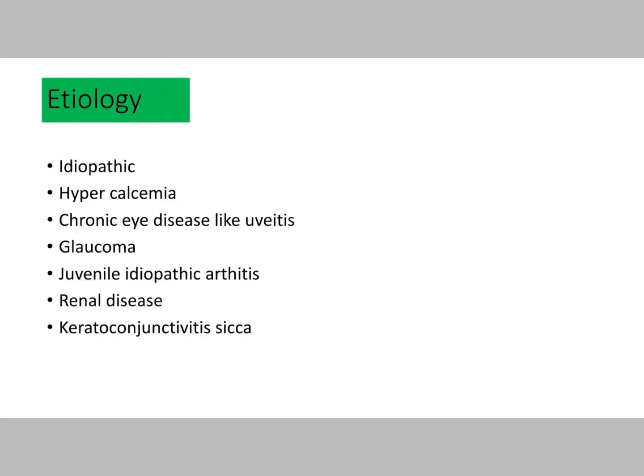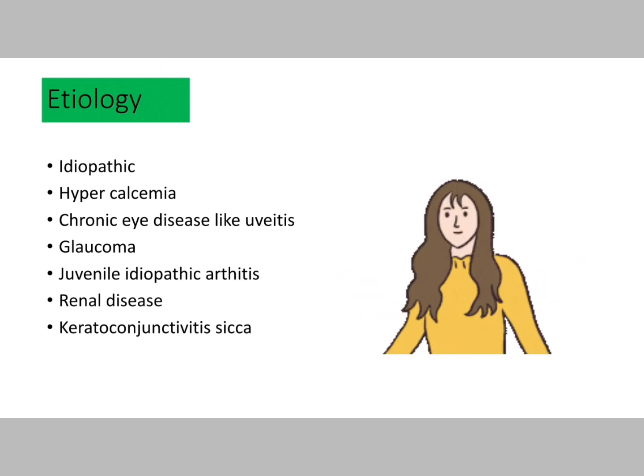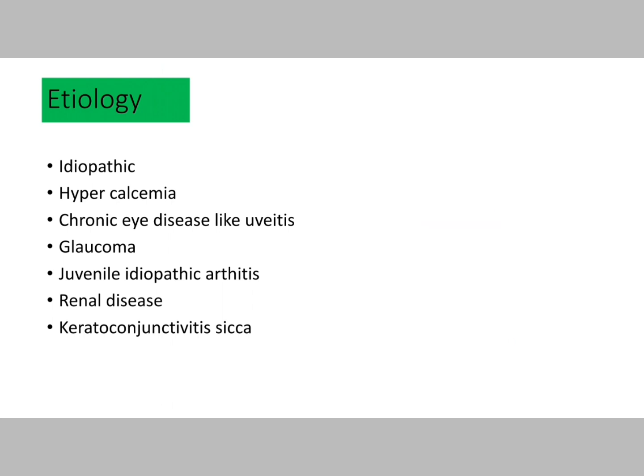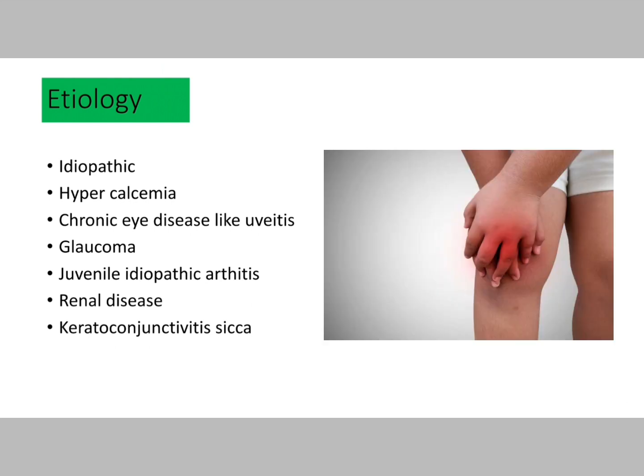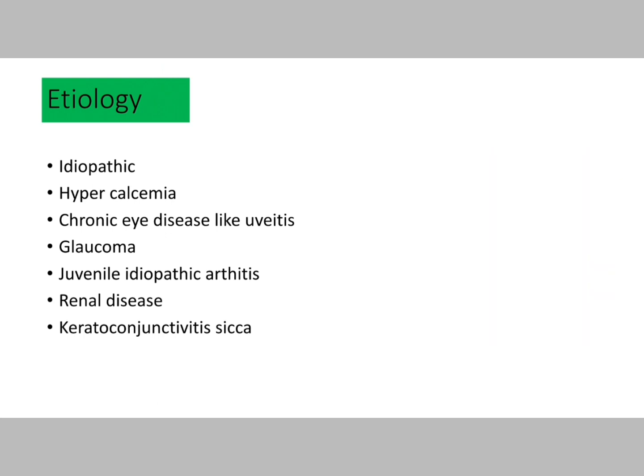Now what is the etiology for that? This band-shaped keratopathy can be idiopathic, that means the cause is unknown, but there are other systemic causes that can lead to it. First of all, imbalance of calcium and phosphate in the body can lead to band-shaped keratopathy. Chronic renal disease, that is kidney disease, can also lead to it. It is also seen that patients who have juvenile idiopathic arthritis leading to uveitis for a long period of time also have band-shaped keratopathy.